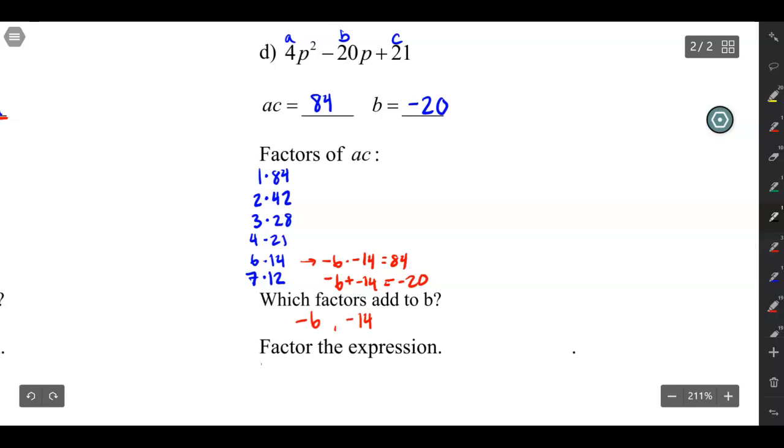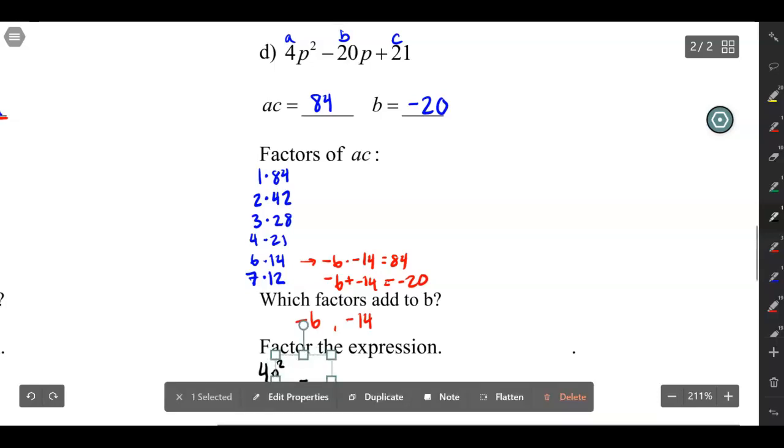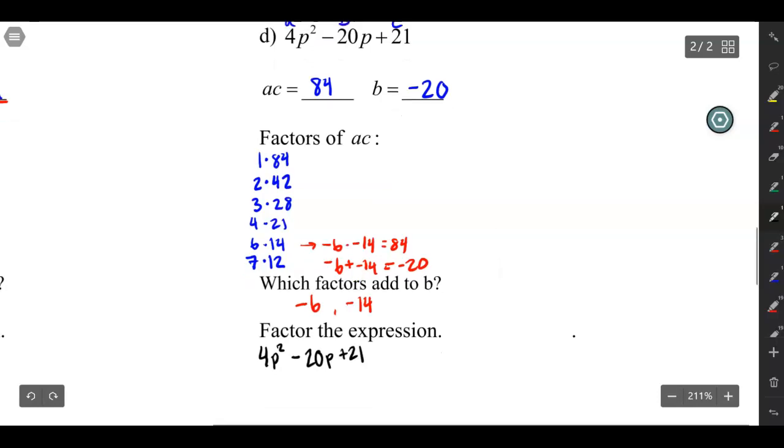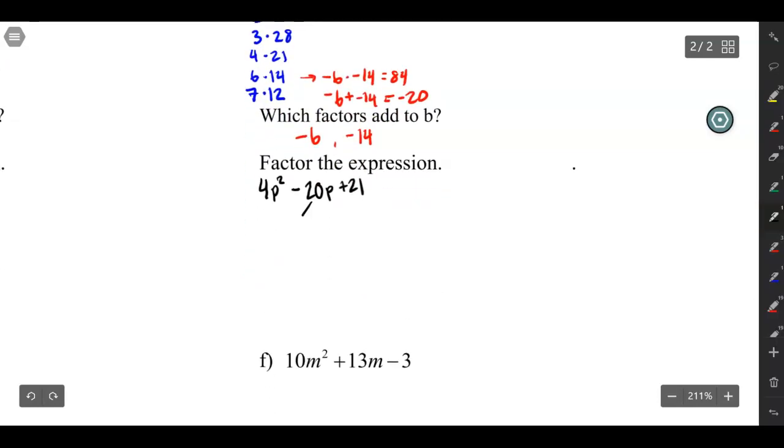So I'm going to go ahead and copy down my original polynomial, 4p squared minus 20p plus 21. Then I'm going to break up this middle term into a negative 6p minus 14p. And I still have these other ones here. Okay.